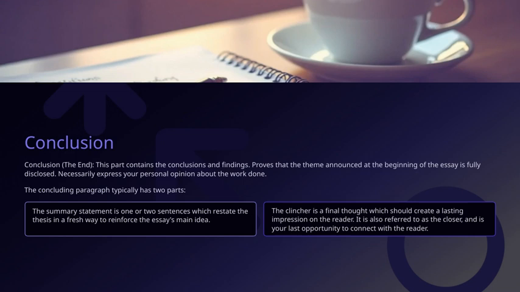Finally, the clincher is what leaves a lasting impression. It's our last chance to make an impact, to connect deeply with the audience. Whether it's a thought-provoking question, a call to action, or a powerful statement, this final moment is essential for leaving a memorable impression and emphasizing the importance of the work we've done.